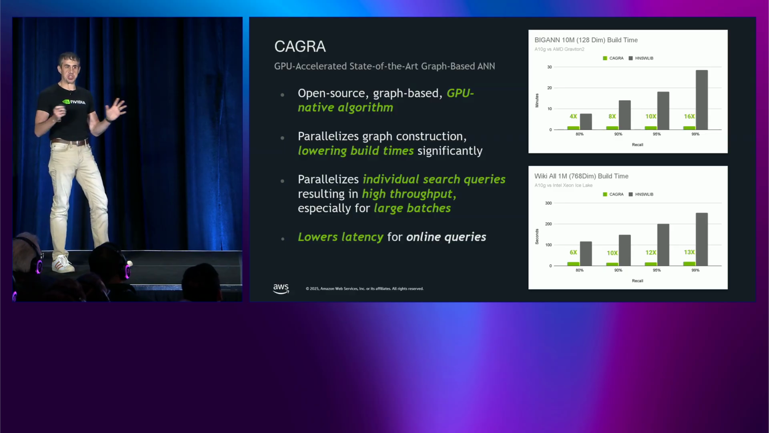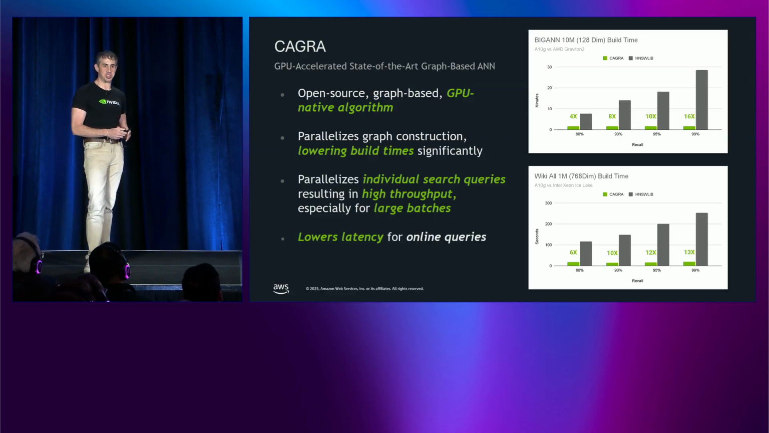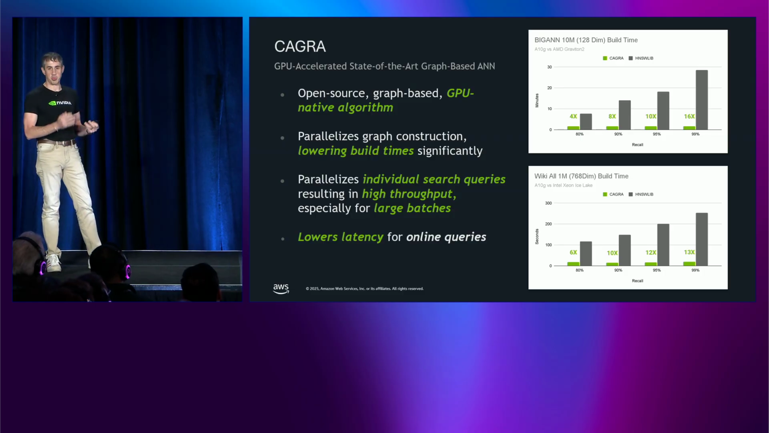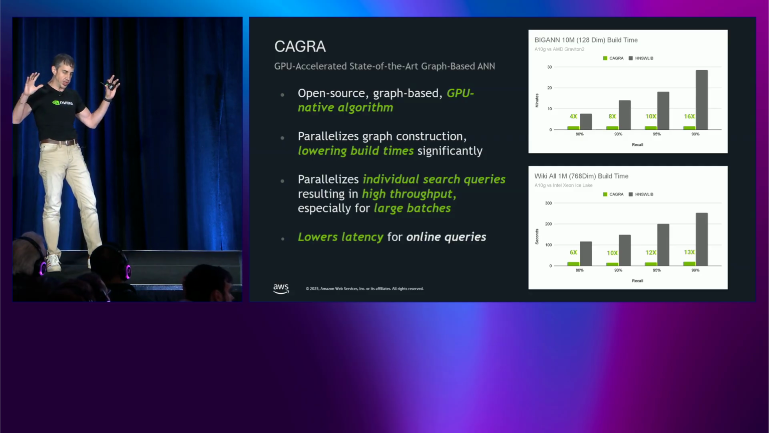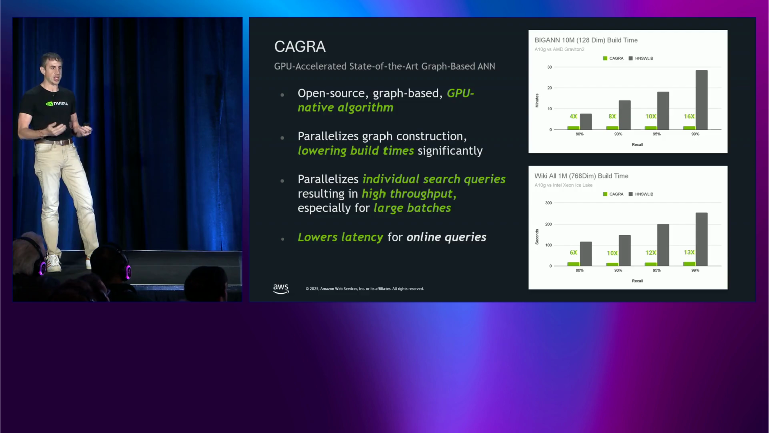HNSW is not foundationally a really GPU-centric algorithm, right? It utilizes multiple threads, locking on a centralized data structure to try to have low latency for insertions into a graph. So we kind of had to go back to the drawing board, and we built an algorithm that we call CAGRA from the ground up for the GPU to be able to do the construction of this graph in one big batch, with minimal to no locking.